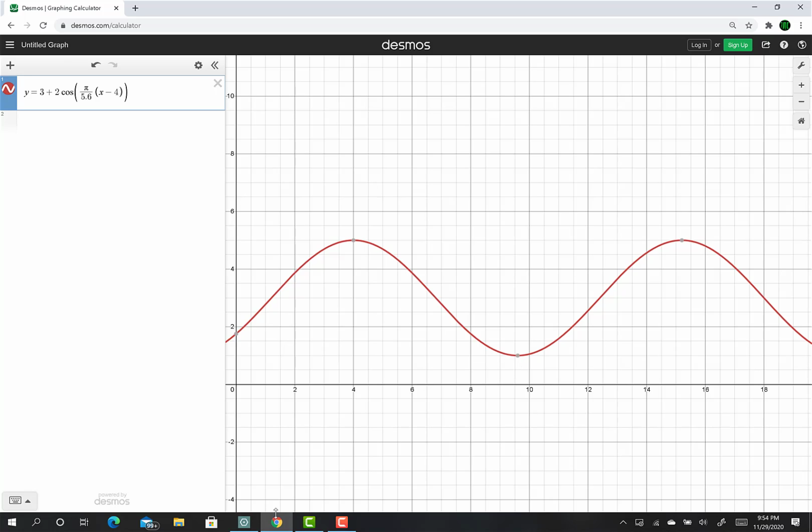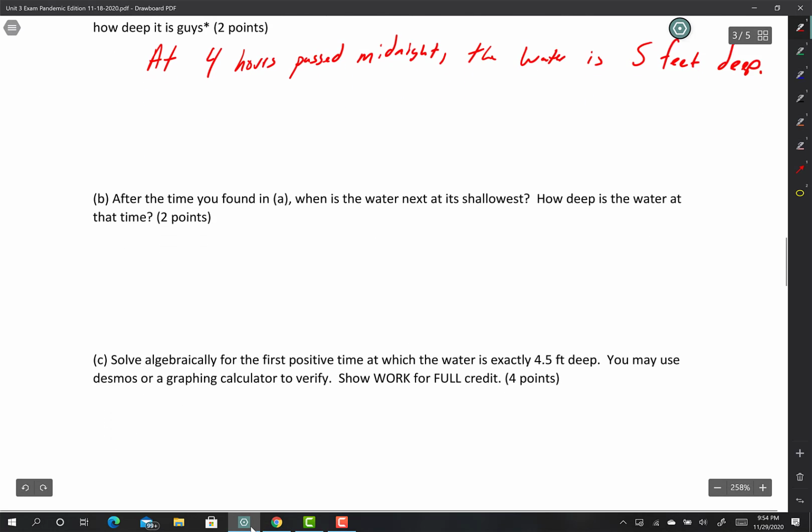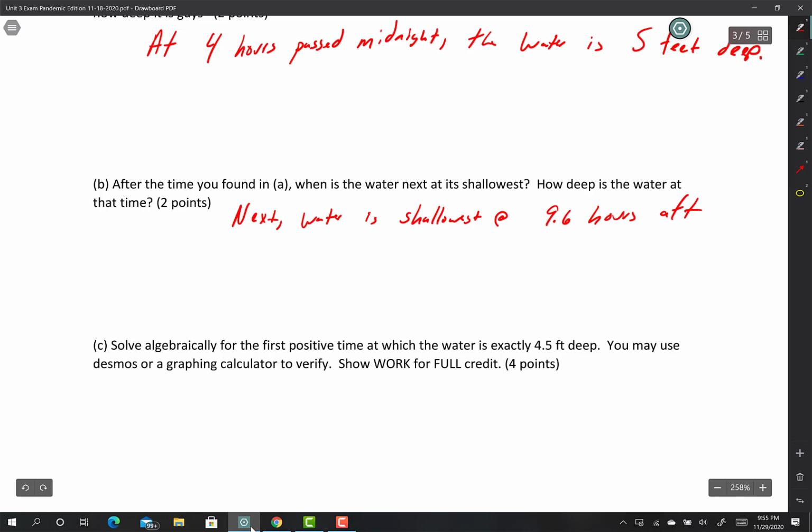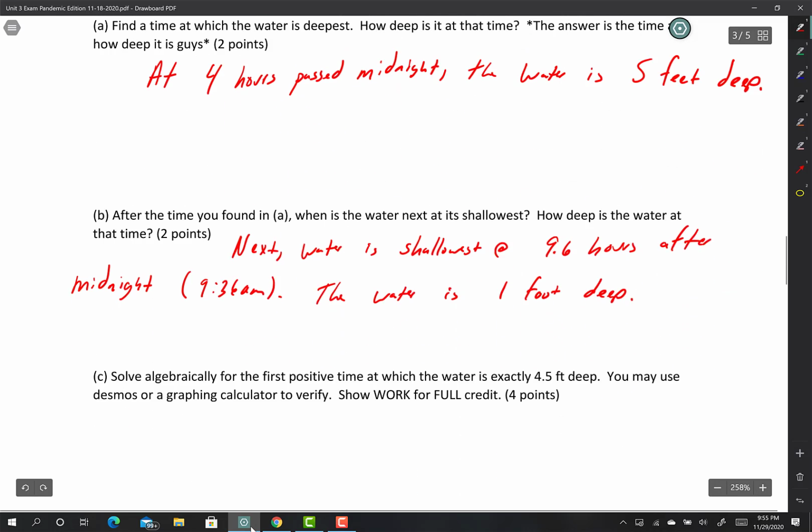You don't have to do that. You can just say 9.6 hours. So I'm going to write: next, water is shallowest at 9.6 hours after midnight. Remember that 0.6 just means 60% of an hour, right? So if you wanted to do that, you could also say 9:36 a.m. No big deal if you didn't say that. The water is 1 foot deep. And you can also see that from the equation. 3 minus 2 is 1.